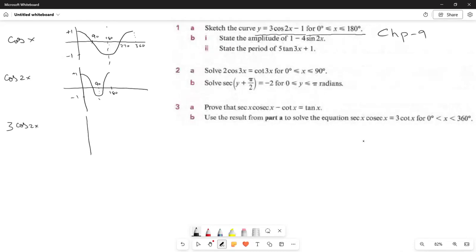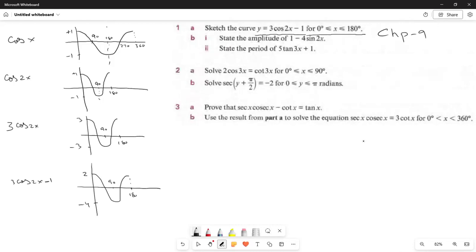Okay, now the next step is 3 times cos 2x. So it's the same graph, scaled in the y direction. So this is still 180 and 90, but this time it is 3 and minus 3. Okay, and finally 3 cos 2x minus 1. So it will go down by 1. So it will be the same graph, but it starts from 2 and goes up till minus 4. And this point is 180 and this is 90.